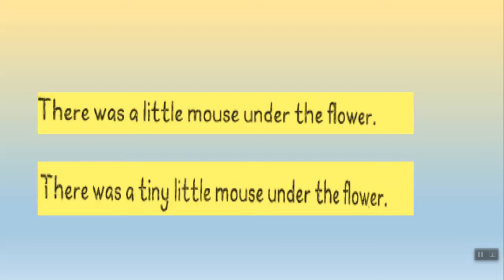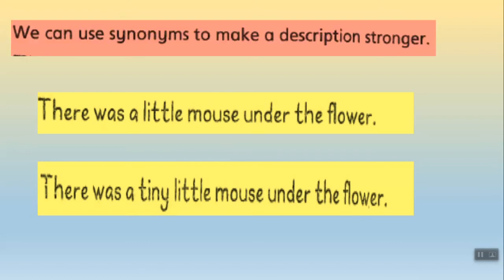How are they different? What does the word tiny do in the second sentence? Yes, it makes it stronger. Here we describe the mouse as a little mouse, and here we describe it as a tiny little mouse. So also we use synonyms to do what? Yes, we can use synonyms to make a description stronger.